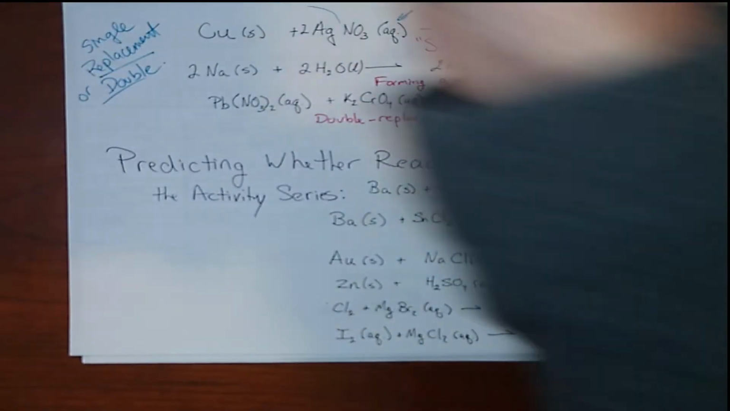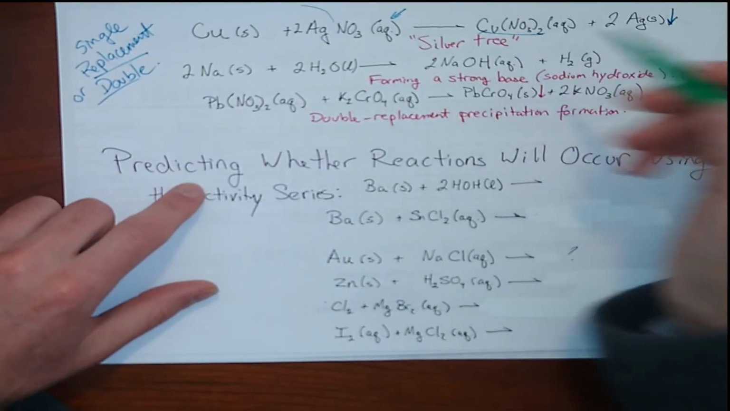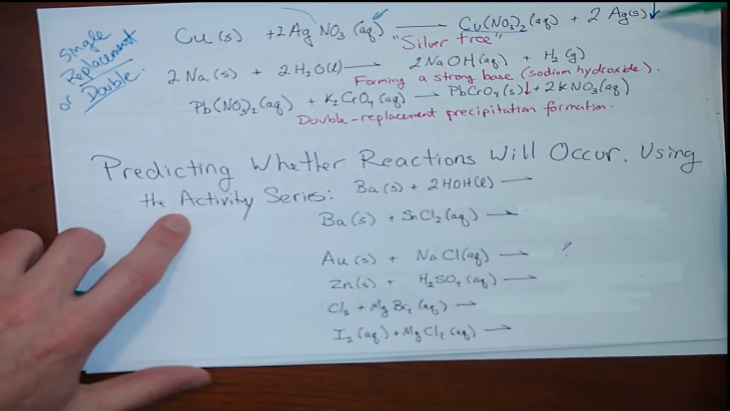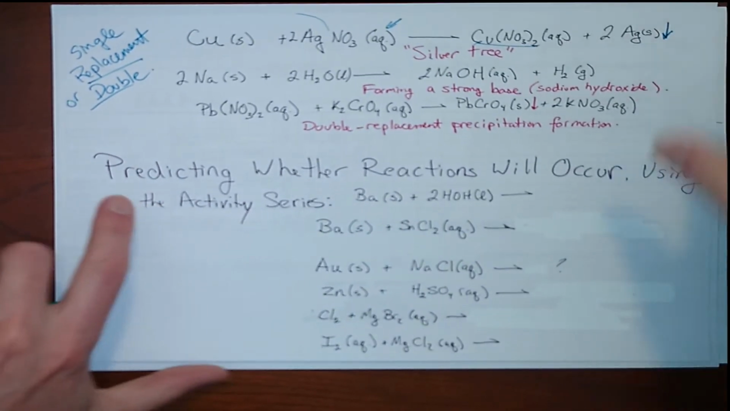And in fact, it will replace the silver. It will take its place. And the silver will be left with nothing to bond with. And so it will just fall out as a precipitate and form its own little crystals of pure silver.